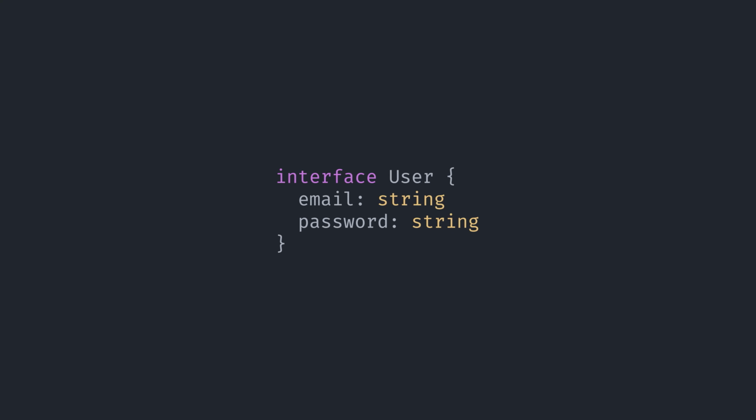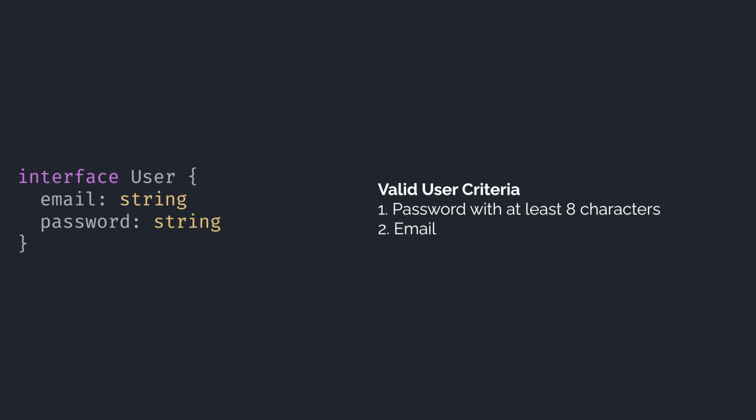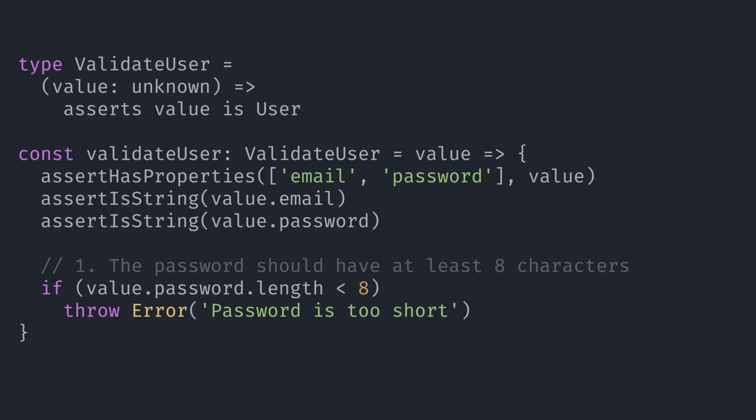The user data consists of an email and a password. You can only save users to the database if they are valid. For a user to be valid, it needs to meet two criteria. First, the password should have at least 8 characters, and second, the email cannot already belong to another user. The first check could be done synchronously, so let's start with that.